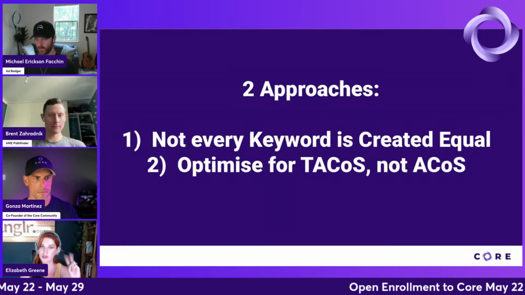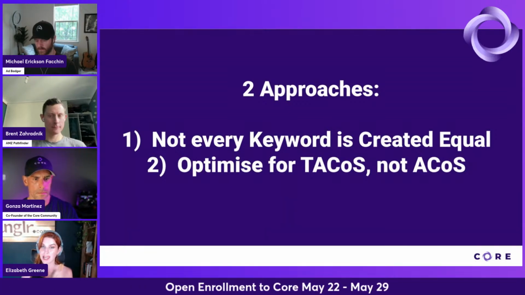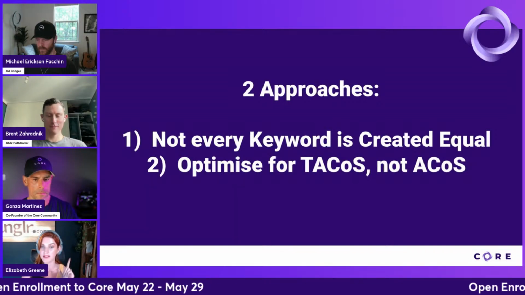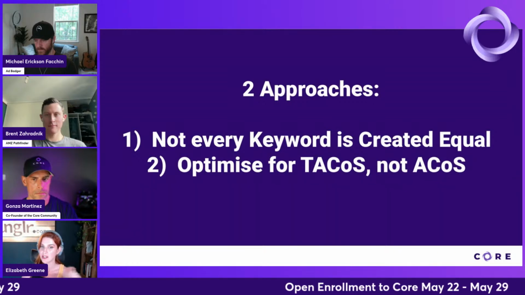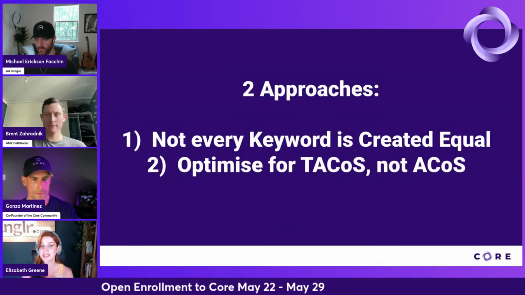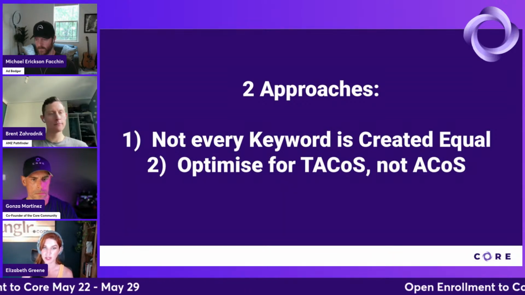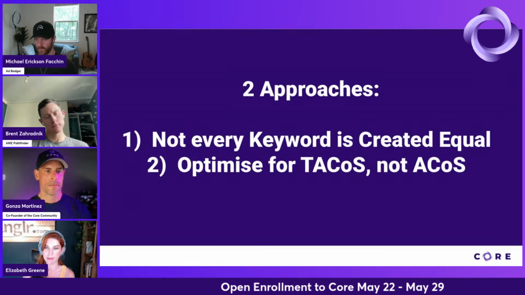All right. So the two strategies are, one, understanding that not every single keyword is created equal, and two, optimizing for total ACOS, not ACOS. And I'm actually going to get into how sometimes you can increase your spend and total ACOS gets worse. Sometimes you can increase spend on things that have good ACOS and your total ACOS gets worse. And I'm going to tell you why that could happen to you. And we'll get into some mathematics as well.